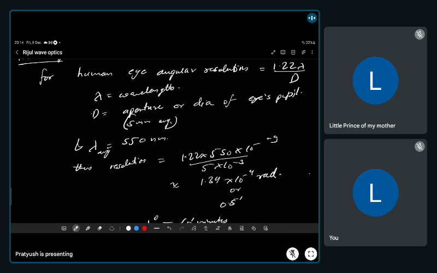After 1 degree, 1 degree is further divided into 60 inches. And in that also, 0.5 inches is the angle. Means if two points or two objects are making an angle smaller than this, then our eye will not be able to identify them as two different objects. Okay?